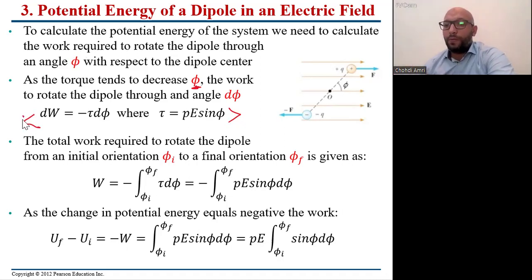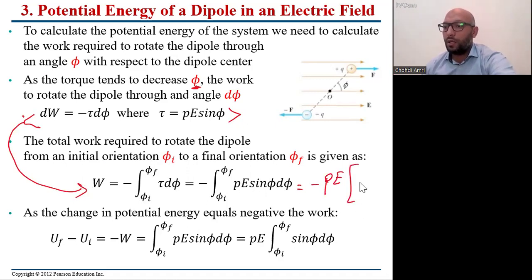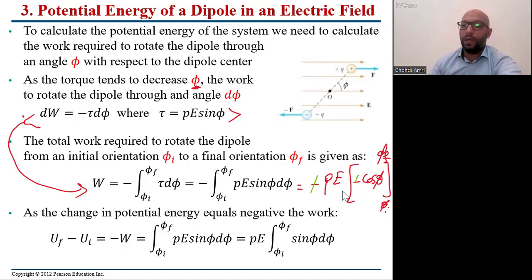So after integration, the work W will be minus the integral from phi initial to phi final of tau d phi. After some steps, it will be minus PE times the primitive of sine, which is minus cosine phi, from phi initial to phi final. This is the expression of the work. And we have a negative sign, then we cancel it.